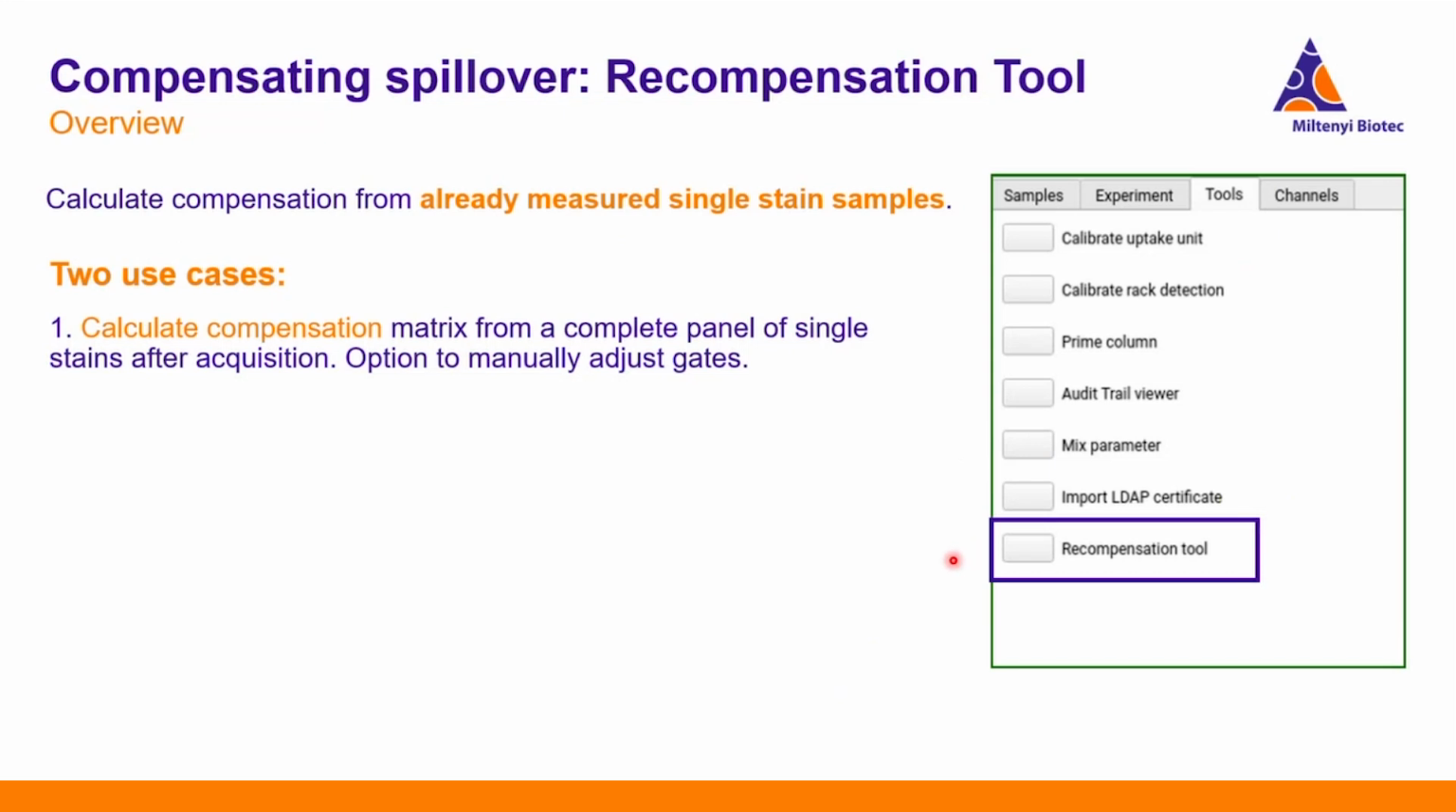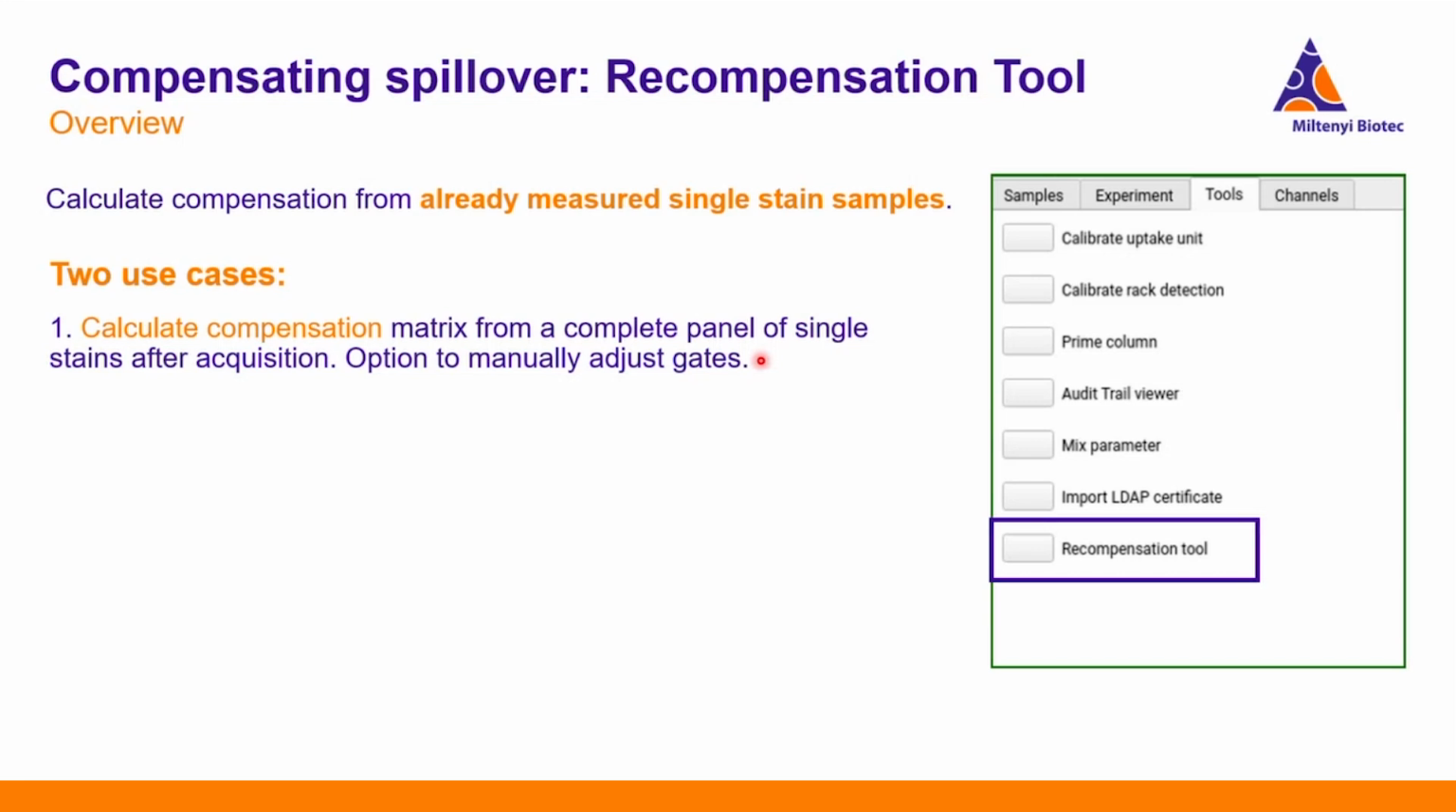The use case of this tool is that you can calculate compensations after acquisition. So you have already measured your single stains, and afterwards you want to use the single stains to calculate the comp. And there are actually two use cases. One is you have a complete panel of single stains. You are 8 colors, you have 5 colors, whatever you are doing. And it's just afterwards you take those single stains and you calculate the compensation for the full panel. The benefit here is that you have also the option to manually adjust gates, which is pretty cool. I will show you in a second.